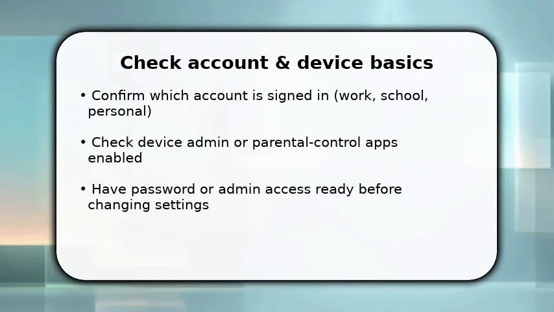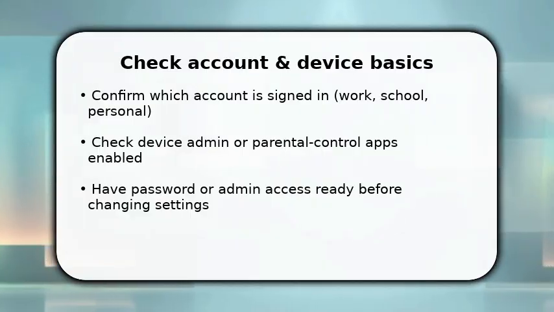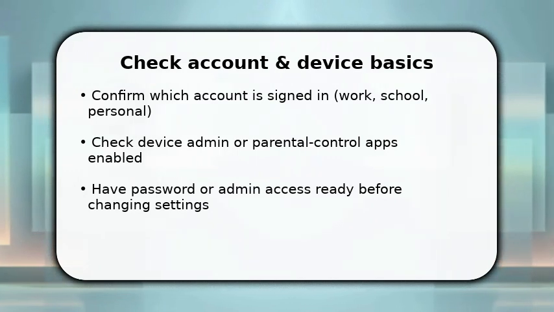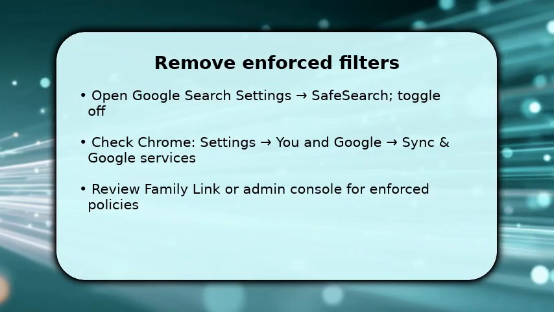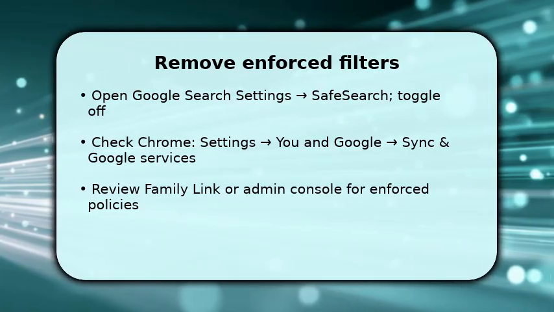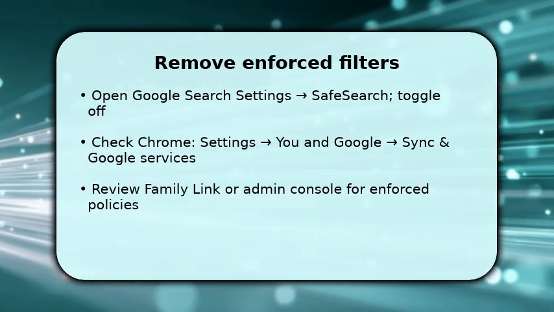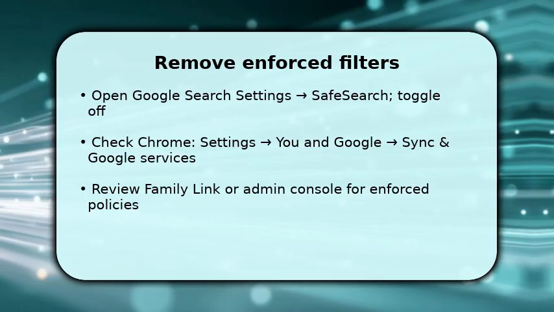Once done, make sure the device is connected to the internet and restart the browser so setting changes propagate. This clears cached policy flags that keep Safe Search enforced. Now focus on removing enforced filters. Go to Google search settings and toggle Safe Search off, then sign out and back in to apply changes.